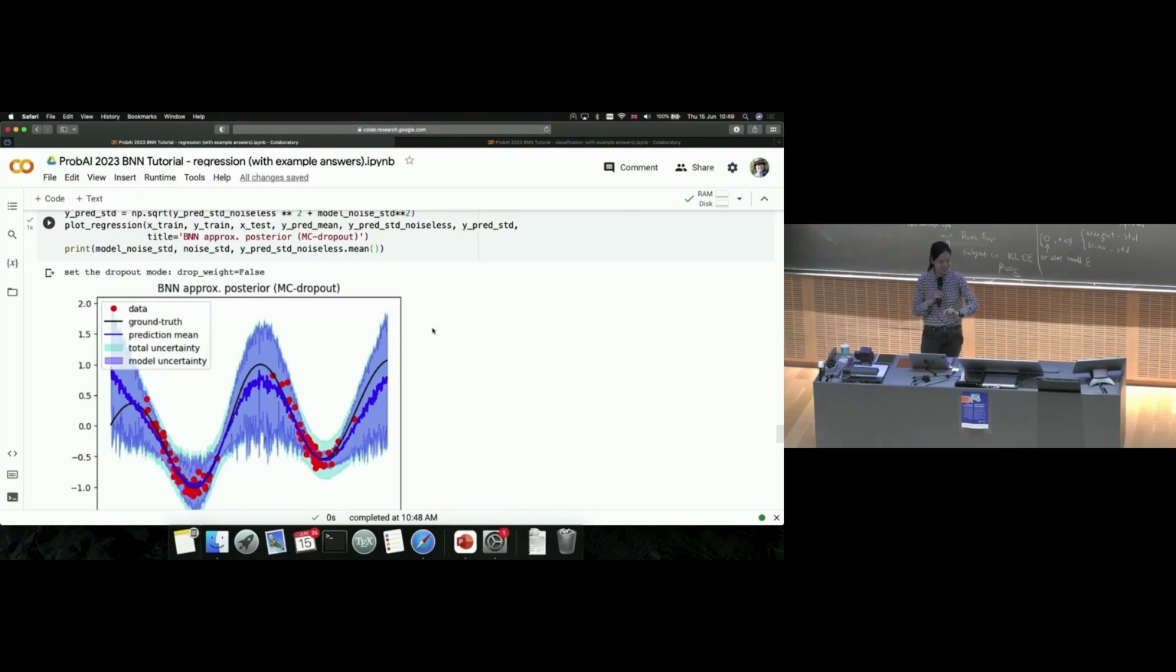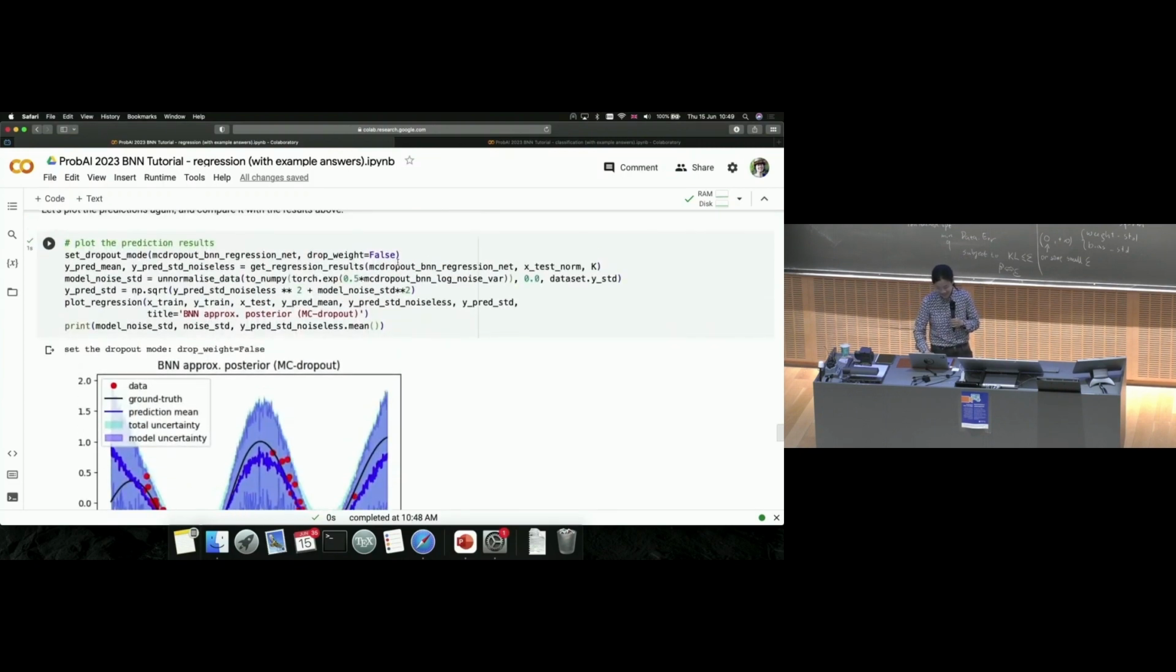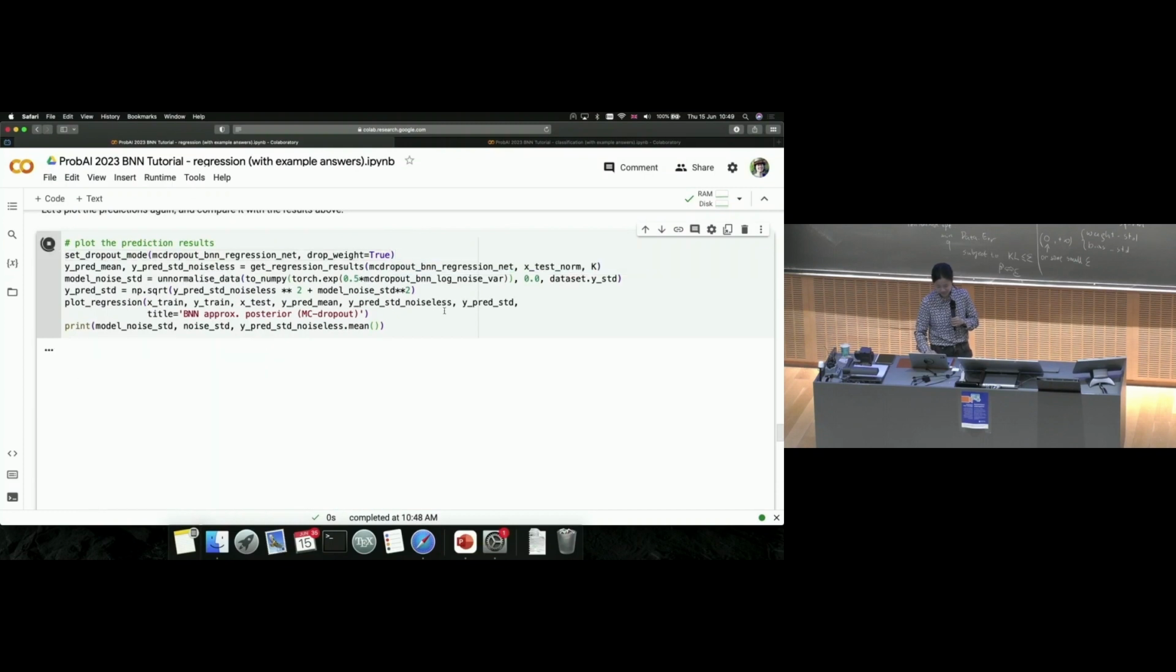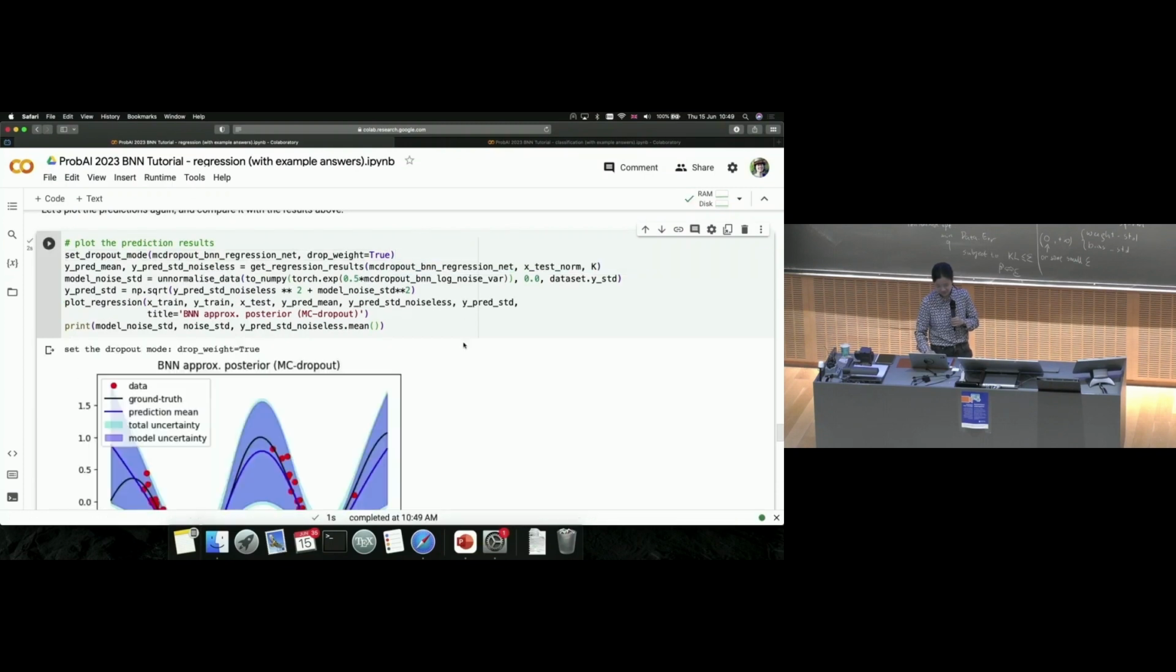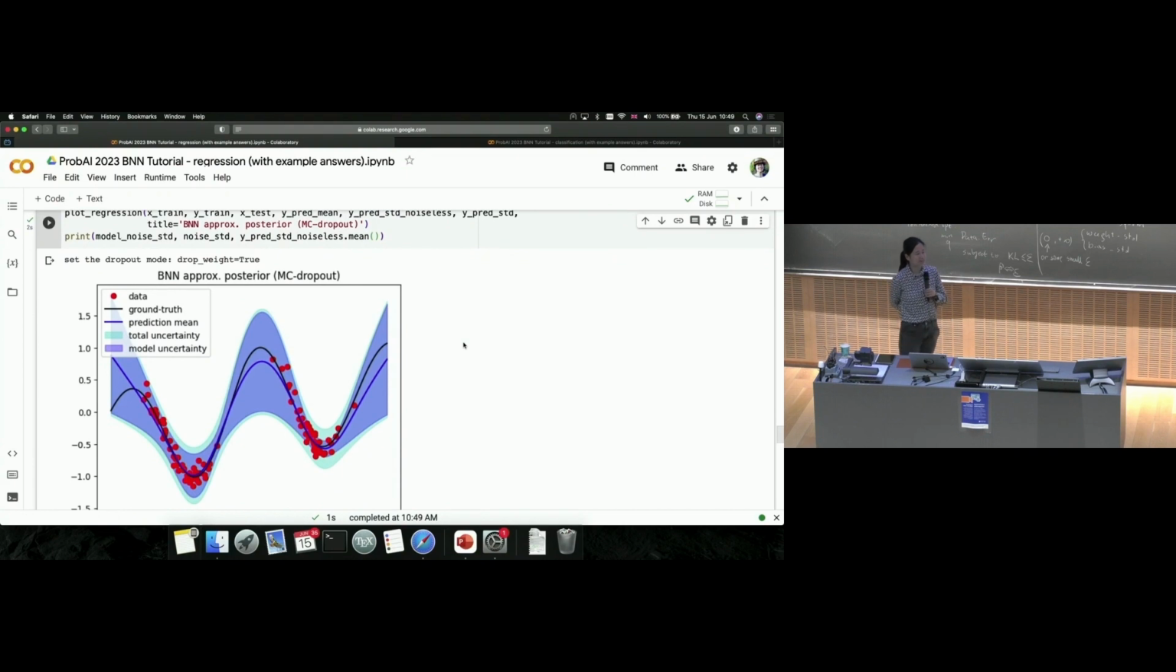But the interesting thing here is that you see some wiggling stuff. This is not because the posterior itself has some problem. It is because of how you actually compute it at test time. So let's try again. If you use the dropout weight mode, you see the same plot, but a much smoother plot.